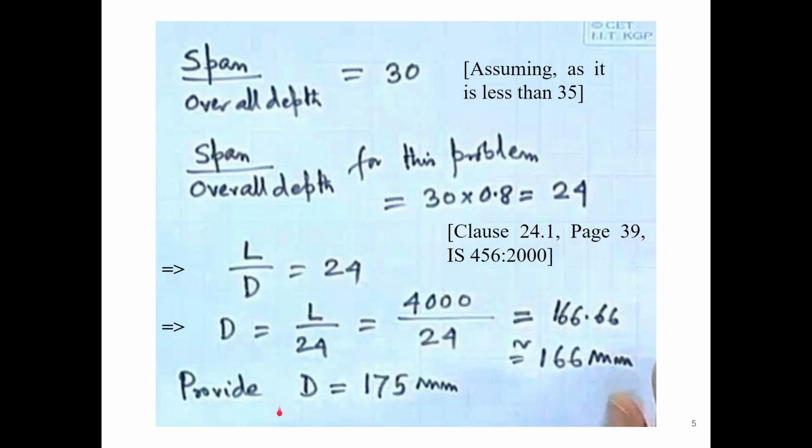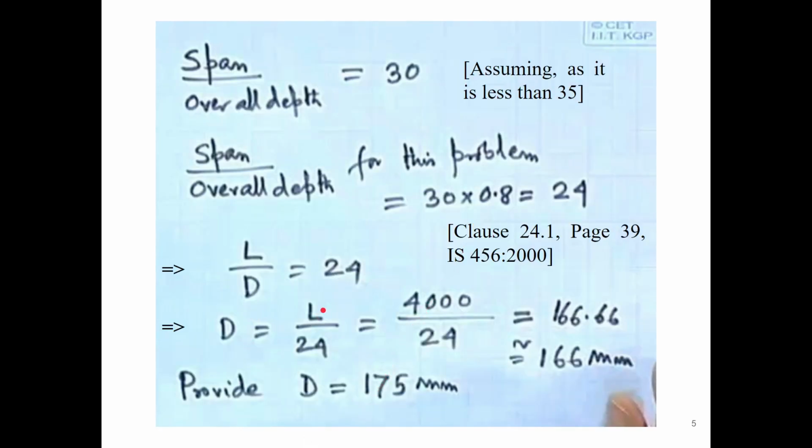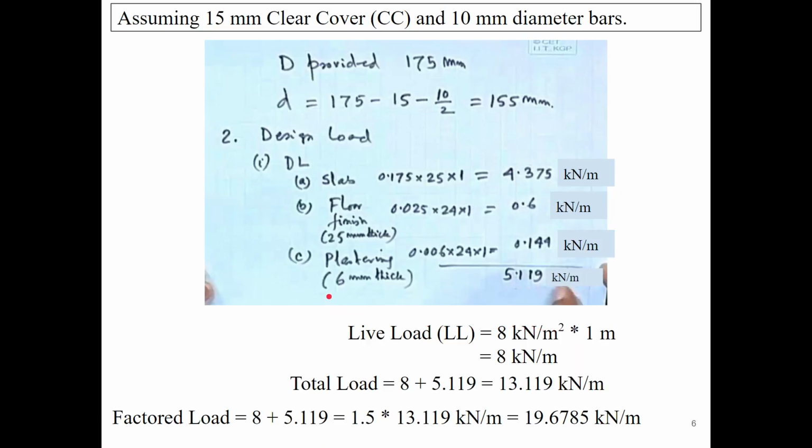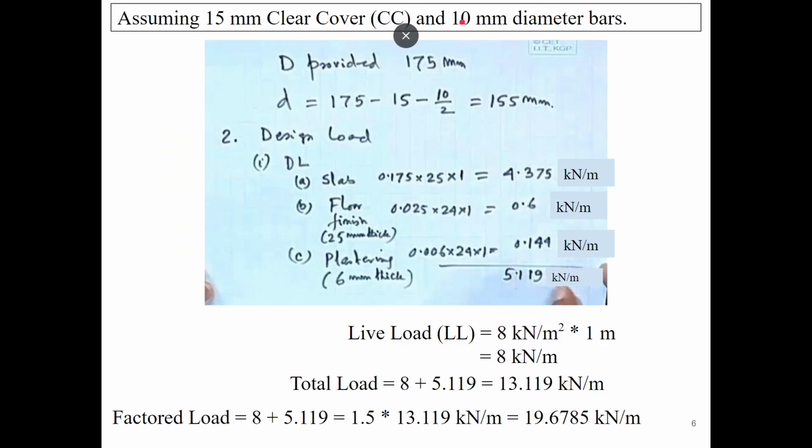So taking L by D as 24, L we all know is the shorter side, which is 4 meter. So D will be equal to L by 24, that is 4000 by 24, right? That will come up as 166.66 millimeter, or 166 millimeter simply. Rounding this figure, let us take overall depth as 175 millimeter. The more we take, it will definitely be less than 24, right? So it is better. As I told you, because of the mild condition, we can assume clear cover is 15 mm. Because nothing has been given, let us assume the diameter of the rebars is 10 millimeter.